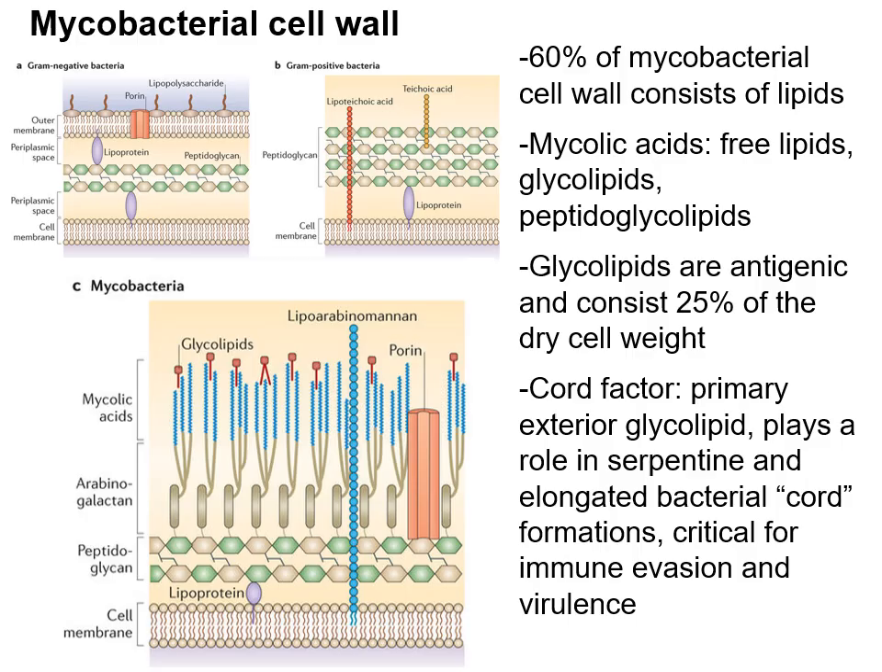The glycolipids are antigenic, and they constitute about 25% of the dry cell weight. The primary exterior glycolipid is the cord factor, and this cord factor plays a role in what the organism looks like under the microscope. So they look like snakes, so they are serpentine. They are elongated bacteria, so they form elongated bacterial cords. And this is also due to the cord factor. The cord factor is very important for the organism because it helps with immune evasion, and hence it is a virulence factor.